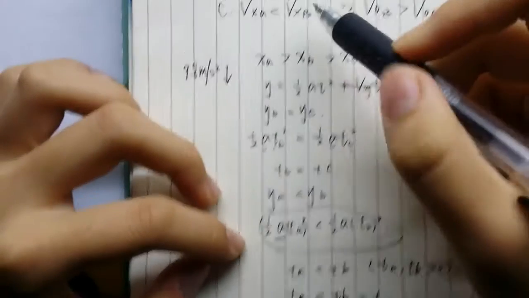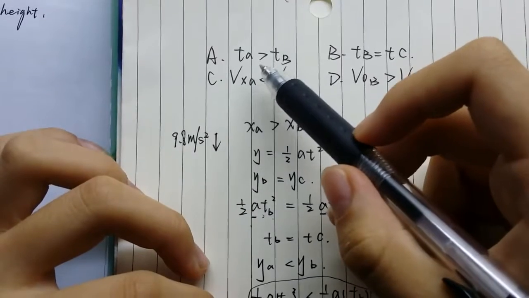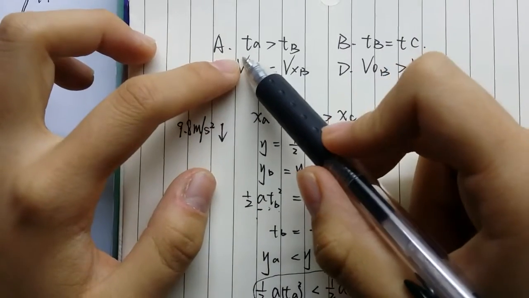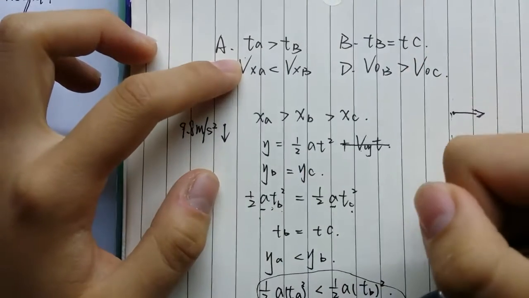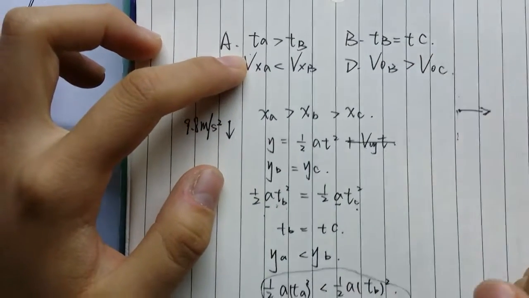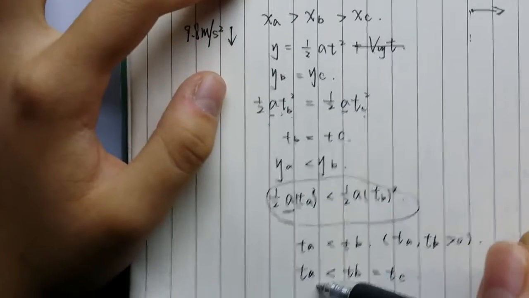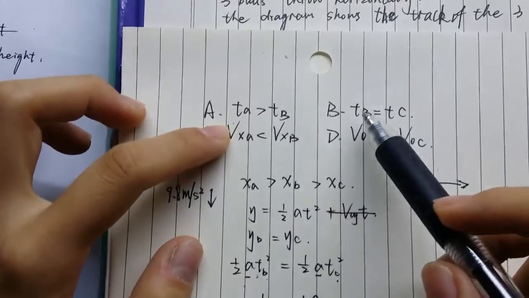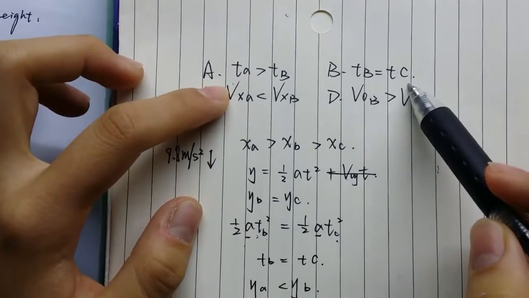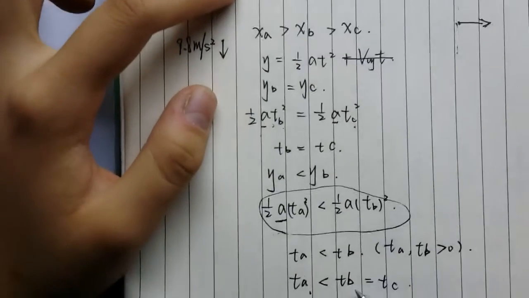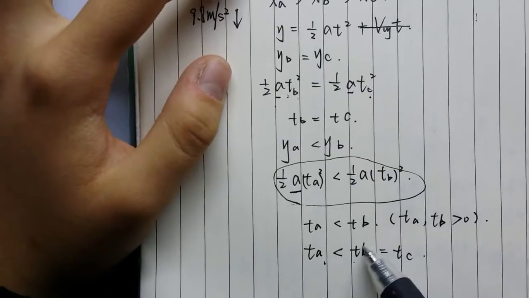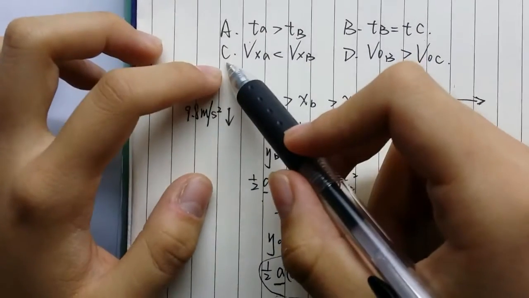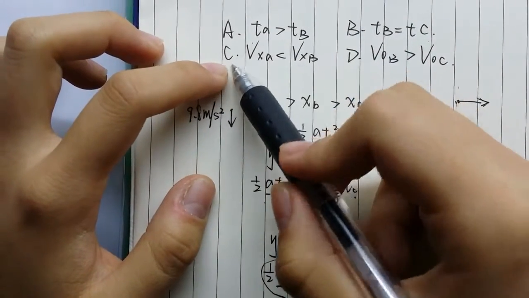So back to the 4 options. A is incorrect because TA is smaller than TB. And option B, TB equals TC. Well, it's true. So next we come to options C and D.